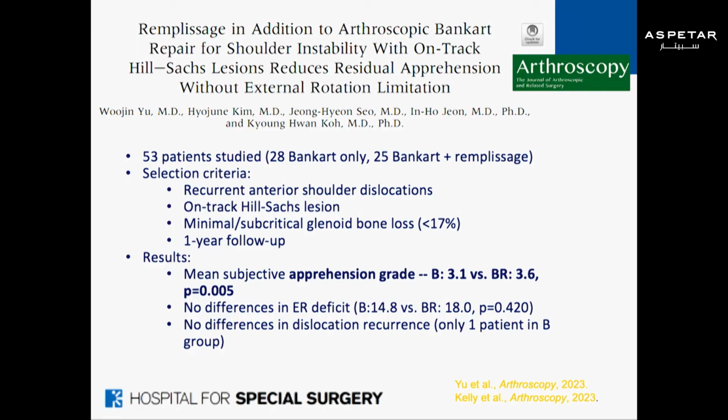This looked at remplissage. So again, for me now, off-track lesions with less than 20% bone loss, I'm going to do a remplissage basically in everybody. How about doing it in on-track lesions where there is still a small Hill-Sachs lesion, but it's not an off-track lesion? And again, on-track lesion, minimal glenoid bone loss or subcritical, again, that 13 to 17% range.